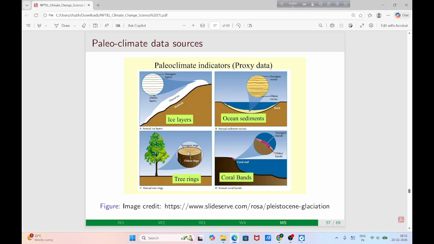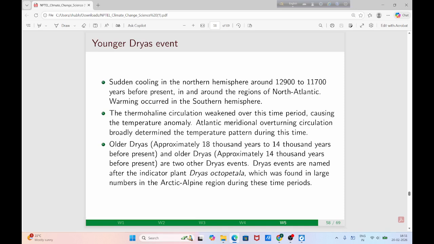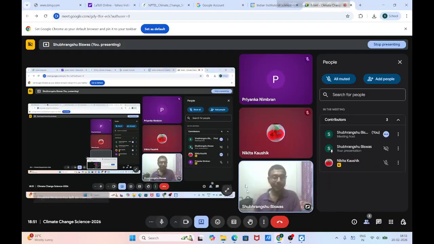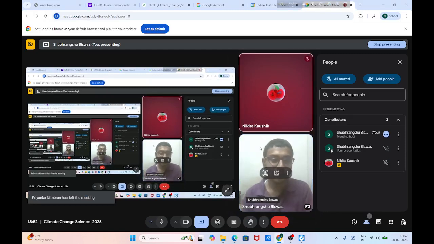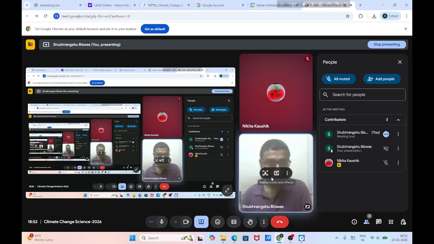The problem with tree rings is the oldest tree that you will get is not more than 10,000 years old. That is the problem with tree rings. You will not get any tree rings from before the last 10,000 years. Now the event is before 10,000 years, 12,900 to 11,700. So if there is no tree, then the tree ring will also not be there, right? So you have to choose another method. Ice core is fine, ocean sediment is fine. Anything else will work fine.